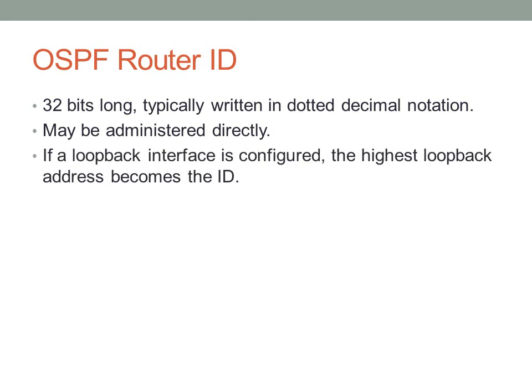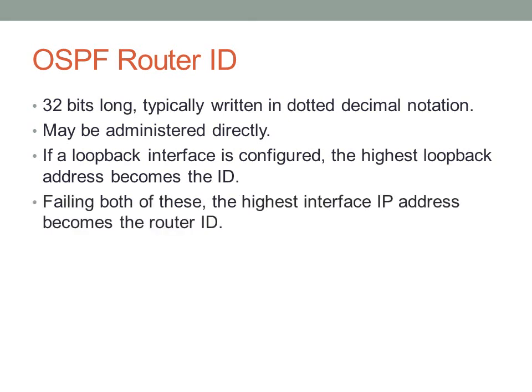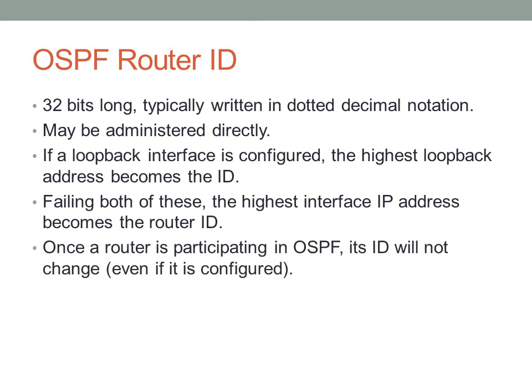You can also configure it with a loopback interface. If a loopback interface is configured, then the highest loopback address, that is to say the highest IP address configured as a loopback, will become the router ID. If neither of these two criteria are met, it's going to look at its actual interface IP addresses, and use the highest configured interface IP as the router ID. Once a router is participating in OSPF, its ID does not change. So say your ID right now is 192.168.1.1, and you add an interface 193.168.1.1, that would be a higher IP address, but the OSPF router ID will not change once it's participating in OSPF.